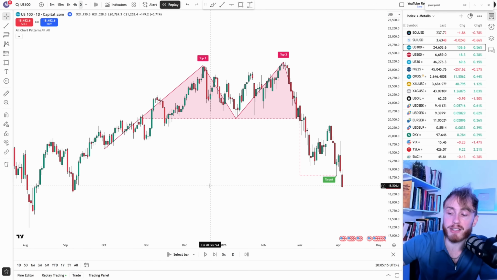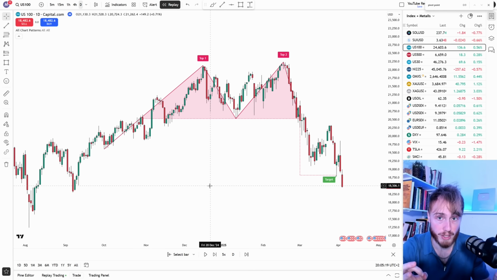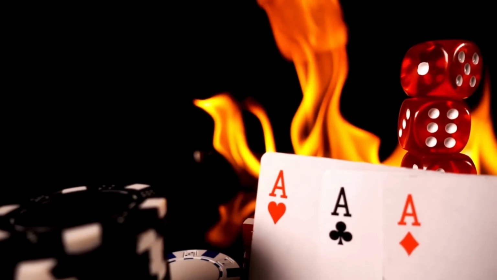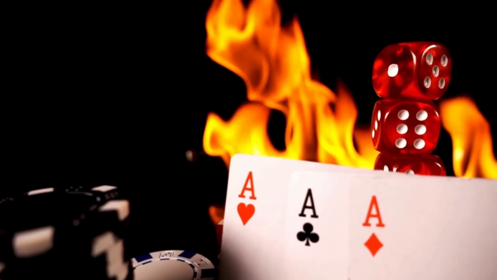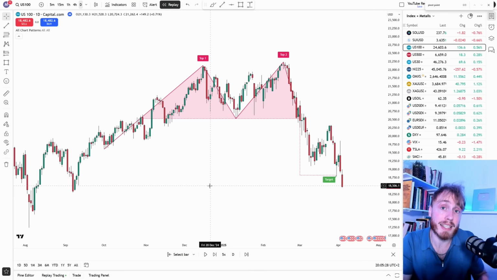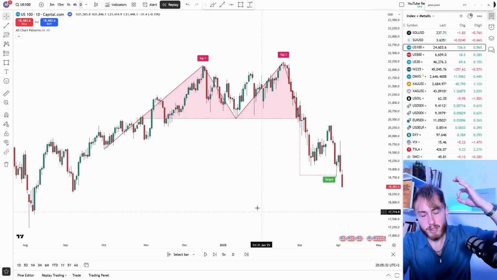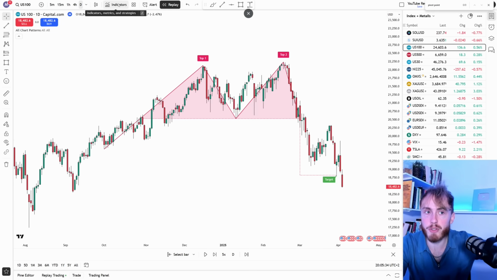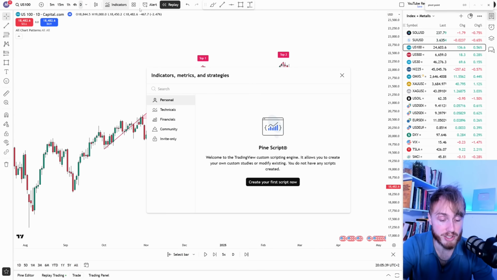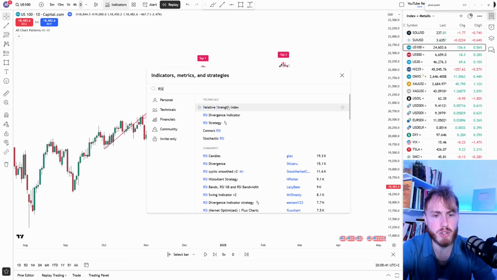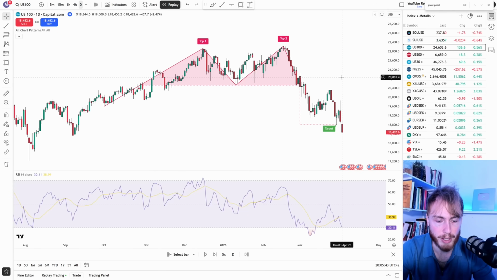The more factors you combine, by the way, this is also known as confluence, the more we tilt the odds in our favor, and the more likely that we make money. So here, let's use some of the tools we have been using earlier. Let's open the indicators tab, and let's open up the RSI to check the momentum of this double bottom.